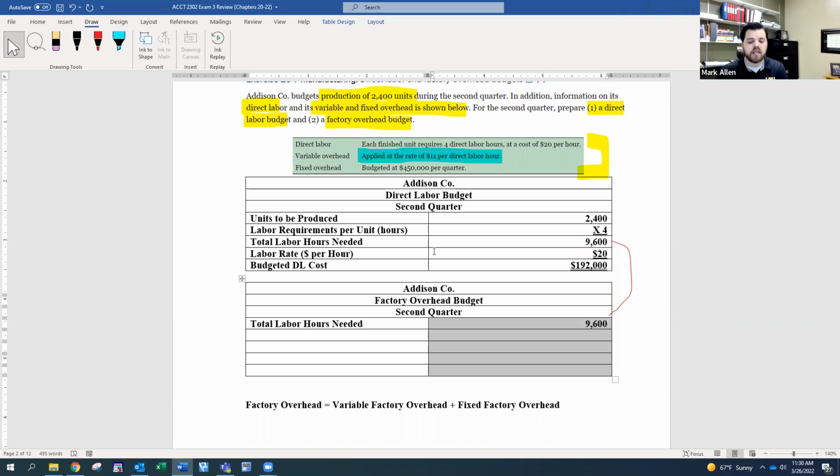So at this point, we see that we've got that 9,600 hours of direct labor. We now need to multiply that by our variable overhead rate per direct labor hour. In this case, that's $11. Now, this comes out to give us a total cost here of $105,600, and this is budgeted variable overhead.